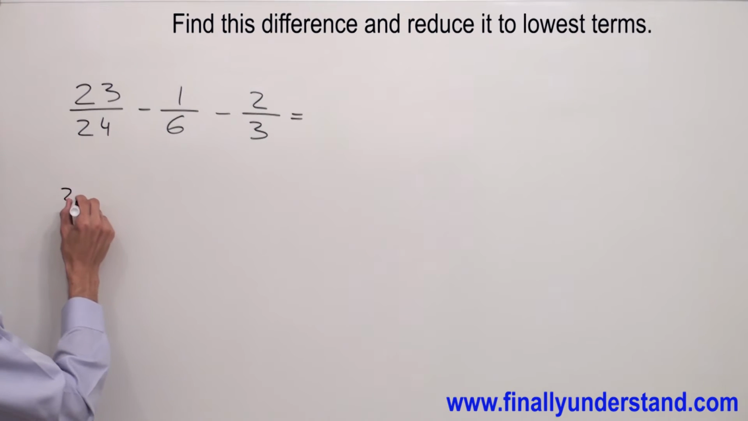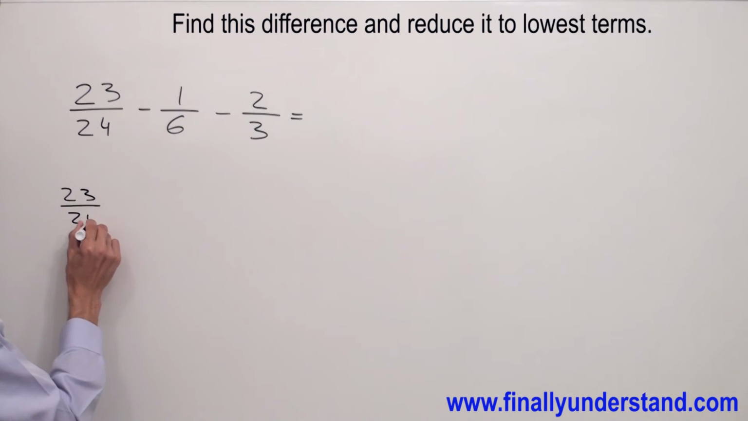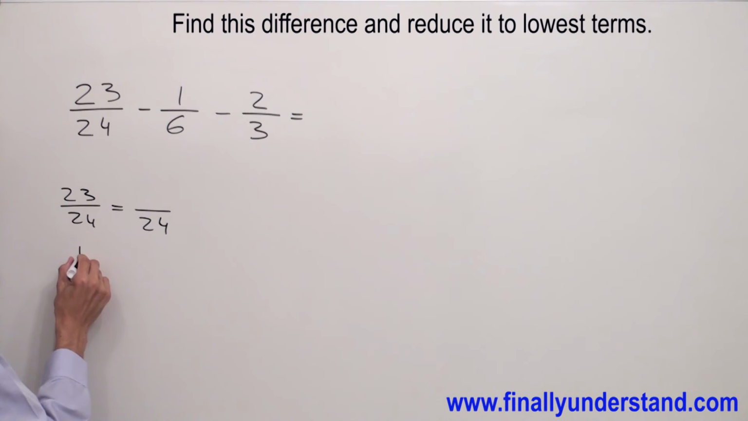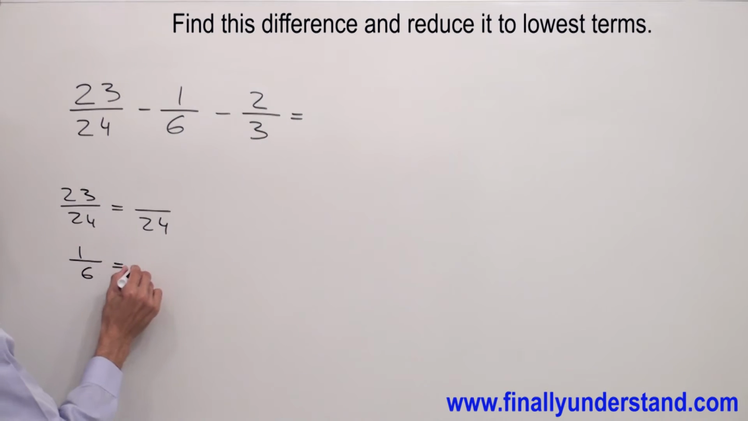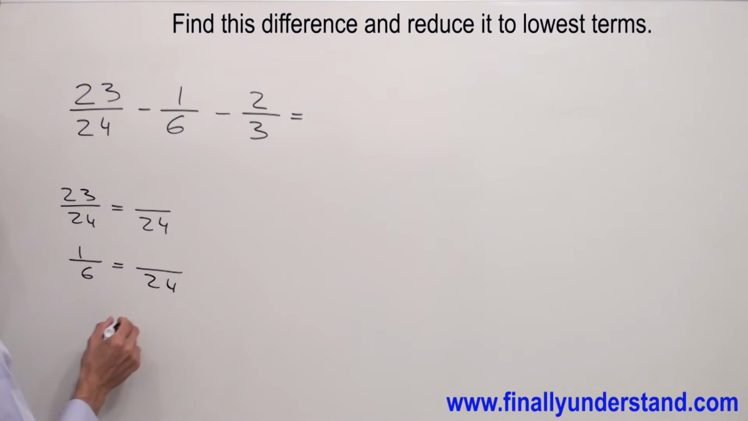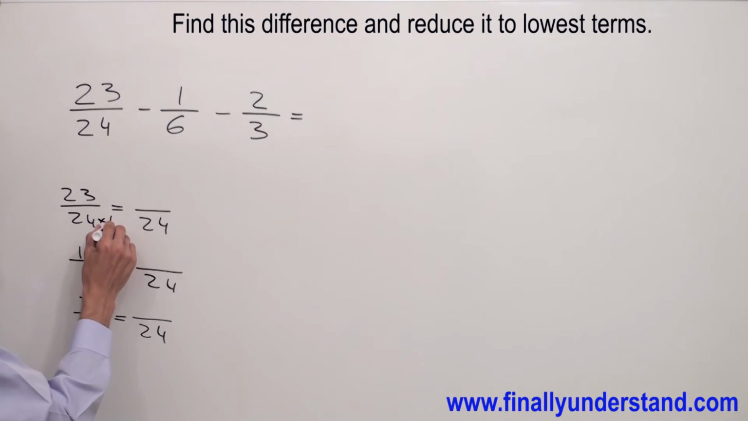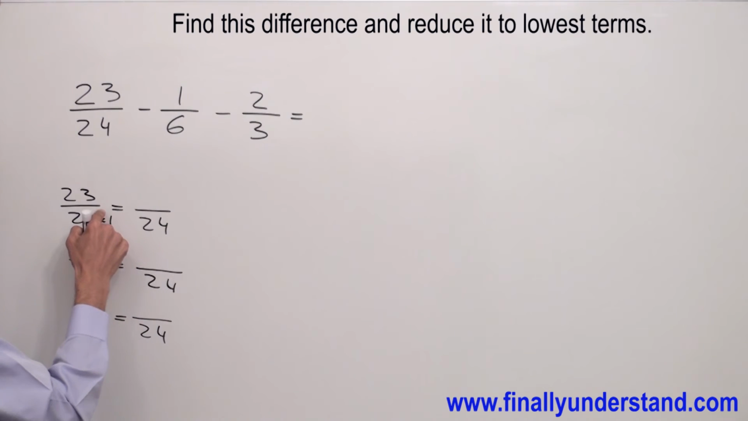So I have 23 over 24 is equal, so this is 24, and I have 1 over 6 is equal 24, and I have 1 over 3, excuse me, this is 2 over 3 is equal, in the denominator, 24. By what number I have to multiply 24 to get 24? I have to multiply by 1. Whatever I did in the denominator, I have to do also in the numerator, times 1.